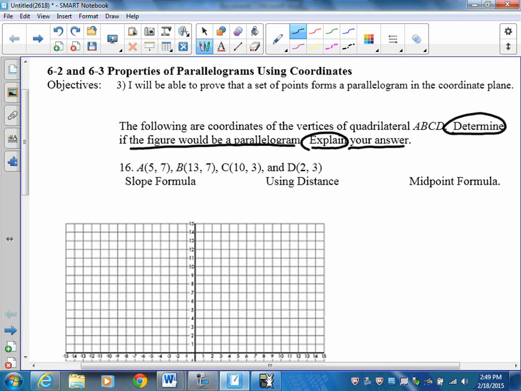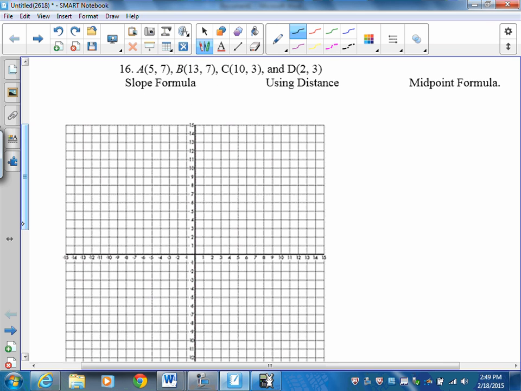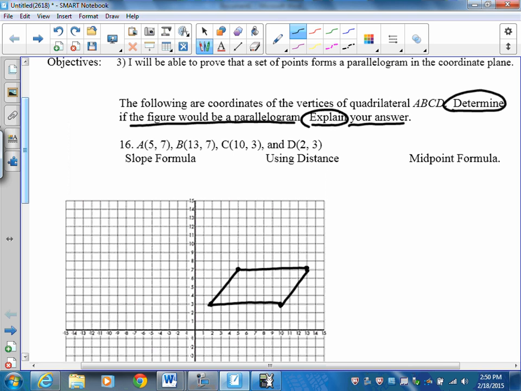So first things first, let's take a graph and let's actually plot these 4 points. So we have 5, 7, 13, 7, 10, 3, and 2, 3. So whenever we connect the dots, this looks like our standard parallelogram. But we're going to show this using 3 different methods. So we need to determine it by 3 different methods.